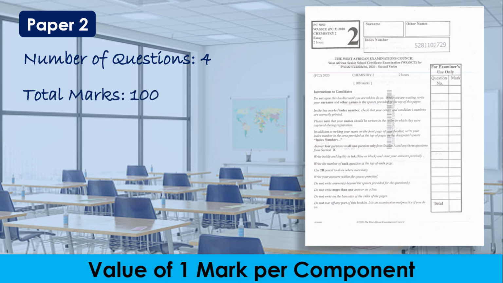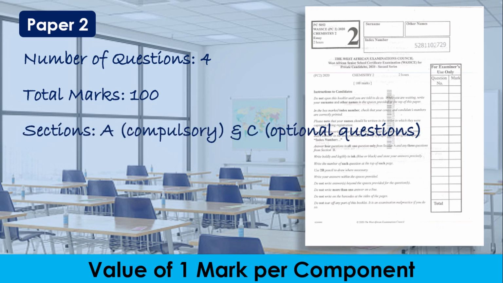Each question carries 25 marks. The paper is made up of 2 sections, Section A and Section C for Nigerian, Sierra Leonean and Liberian candidates. Section A is compulsory, while you'll be expected to answer only 3 out of 4 questions in Section C. Section B is for Ghanaian candidates. The essay has a weighted score of about 40%. This means that the value of 1 mark earned in the essay paper is also about 0.4%, which is obtained by dividing 40% by 100.